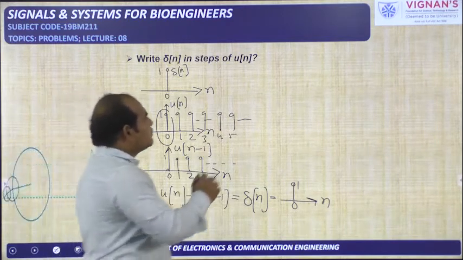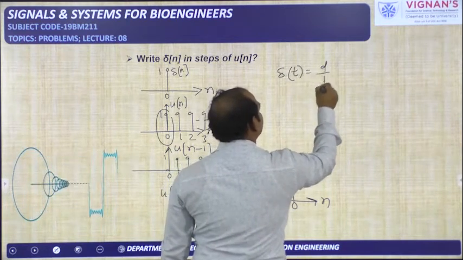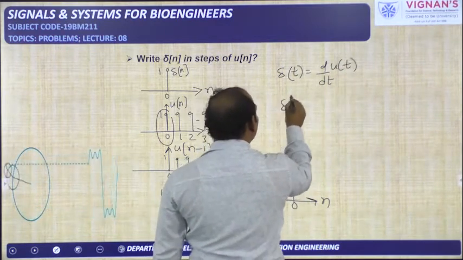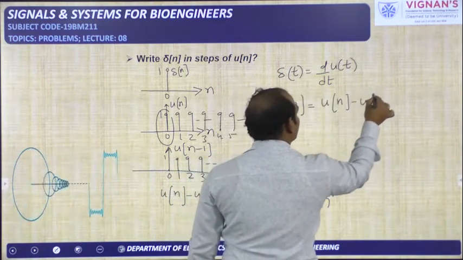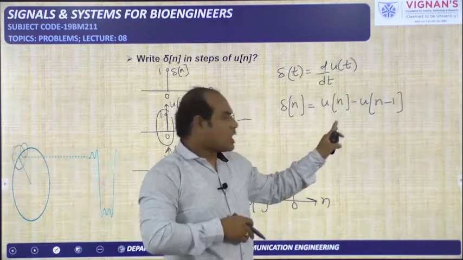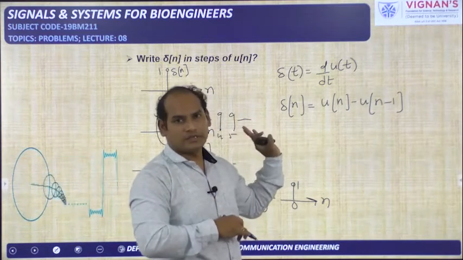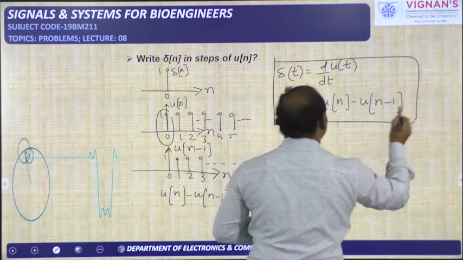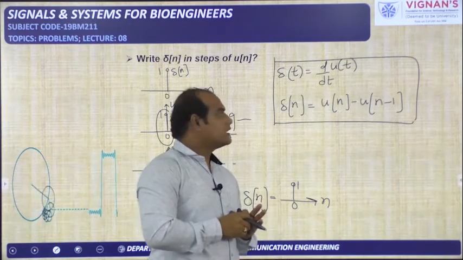Okay, actually if you see, del of t is equal to the derivative of u of t in continuous domain. Del of n is equal to u of n minus u of n minus 1. You just visualize, you will get the answer here. How u of n is there? How u of n minus 1 is there? We are doing a subtraction, you will get the sample at n is equal to 0, that is del of n over. So these are the two things you have to remember. How we are getting del of t from the u of t, how we are getting del of n from the u of n.